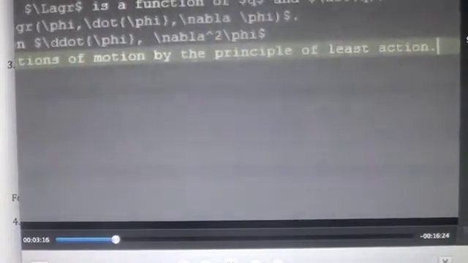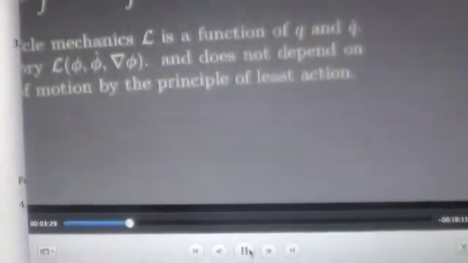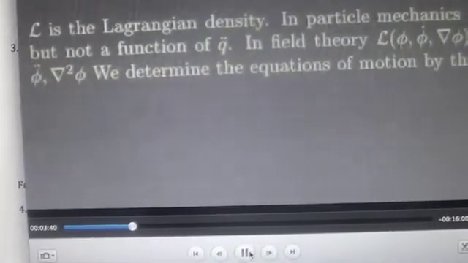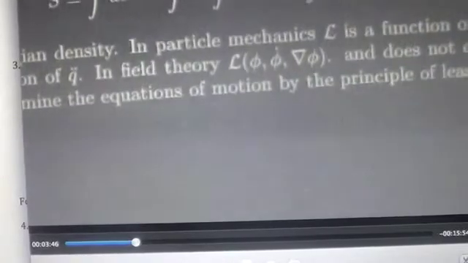We determine the equations of motion by the principle of least action. So, to recap: in particle mechanics, the Lagrangian is a function of the position and velocity, but not of the acceleration. In field theory, the Lagrangian density is a function of the field, the dot of the field, and the spatial derivative of the field, and does not depend on phi double dot and nabla squared of the field. We get the equation by the principle of least action.